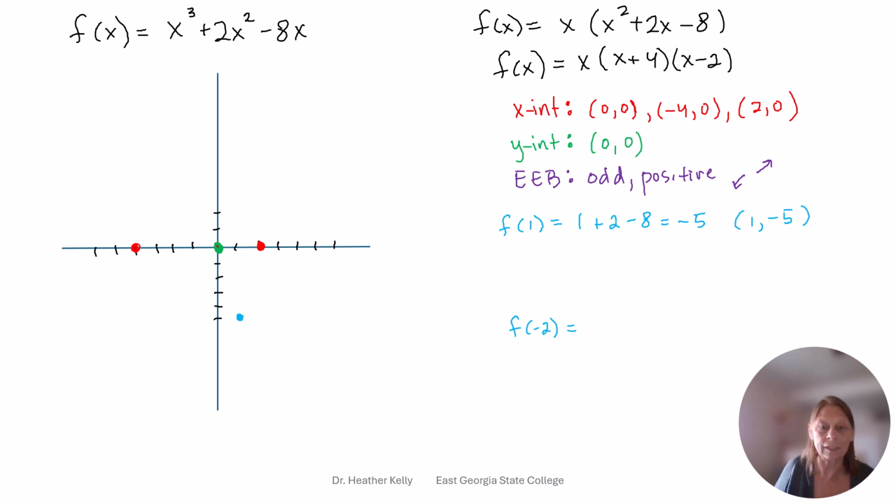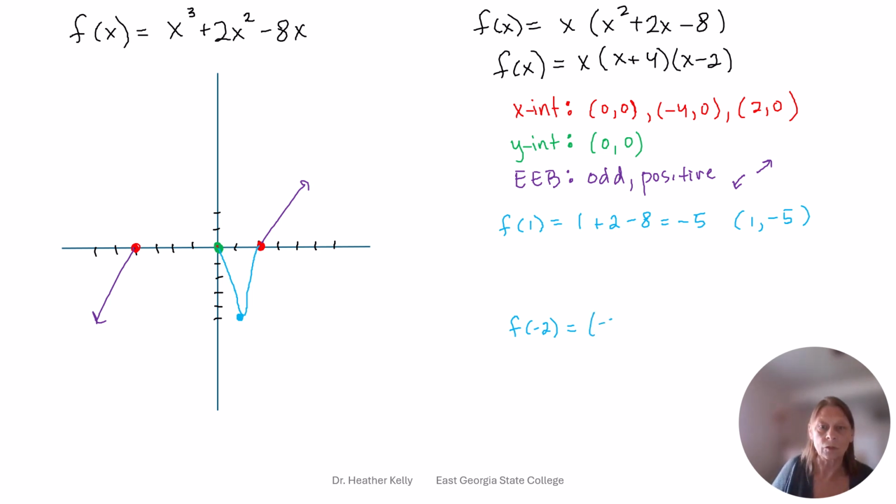Oh, I didn't sketch in my end behavior. Let's go ahead and do that. It's going up here and down there. I talked about it but didn't sketch it in. Trying to finish this guy up. So there we go. And then f of negative 2.